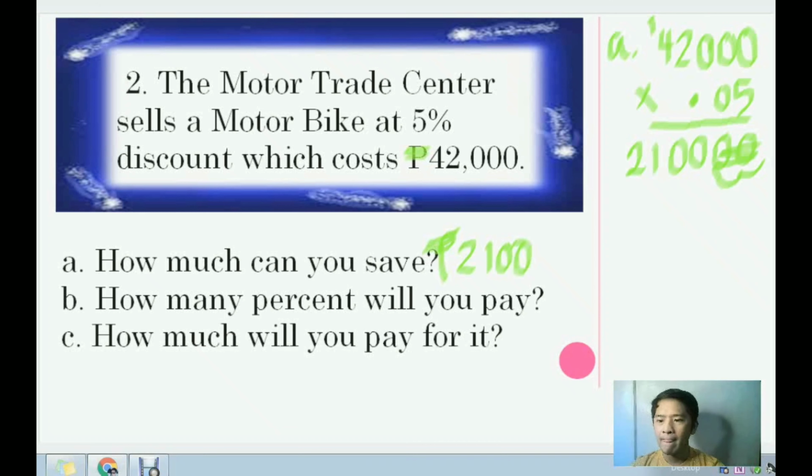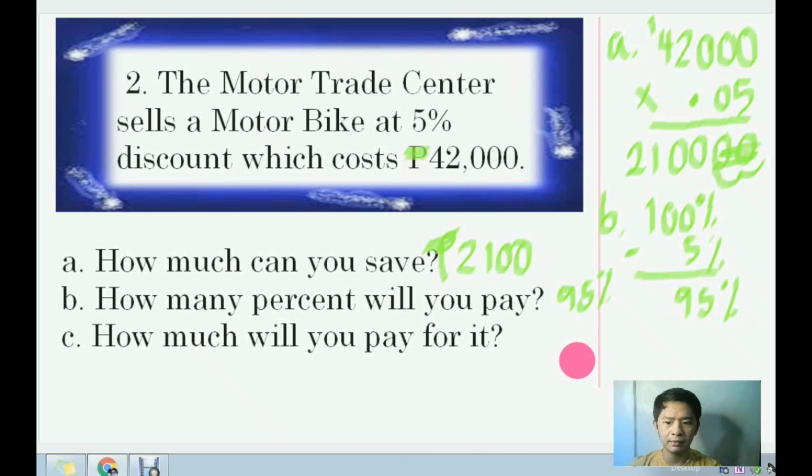Next, letter B. Question in letter B, ano yan? How many percent will you pay? So, since 5% ang discount, yung hindi mo babayaran, so yung 100% minus 5% will be how many percent? That is 95%. Ito na ngayon yung babayaran mo.